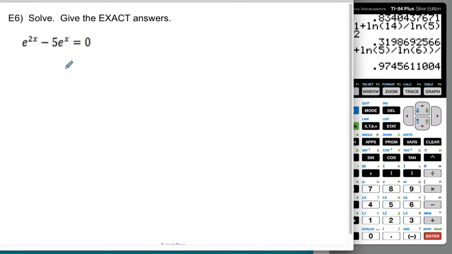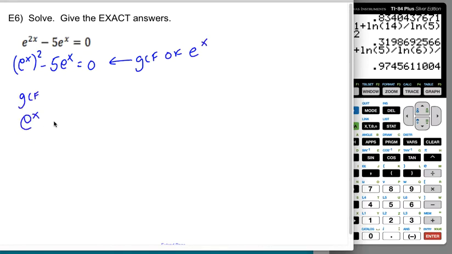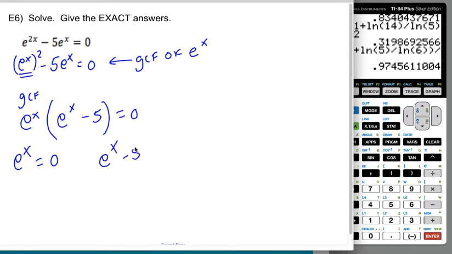Okay, so let's start with this one. We're going to give exact answers only. So in this situation, remember that this is the same as an e to the x quantity squared minus a 5 e to the x. There's a GCF, okay? So there is a GCF of e to the x. And if I factor out the GCF of an e to the x, what's left is the other e to the x, because remember this was an e to the x quantity squared, minus a 5. So either e to the x equals 0, which we're going to talk about in a sec, or e to the x minus 5 equals 0.